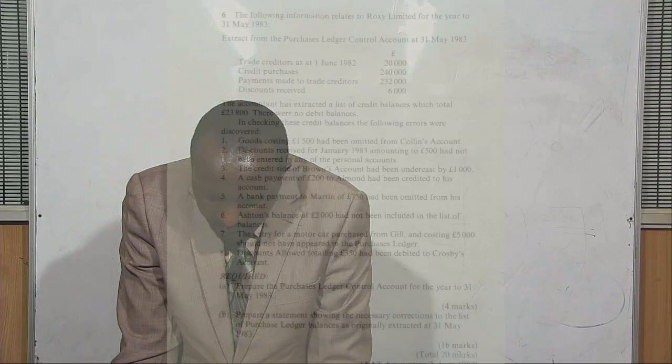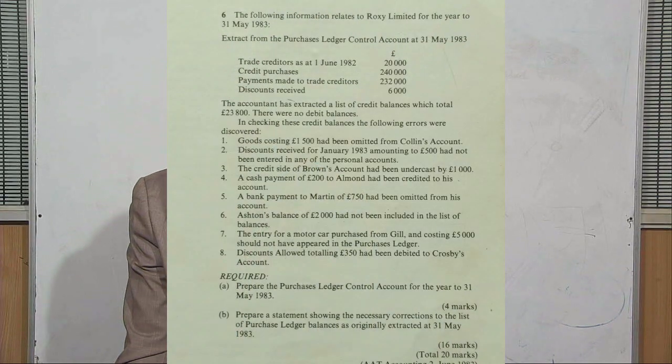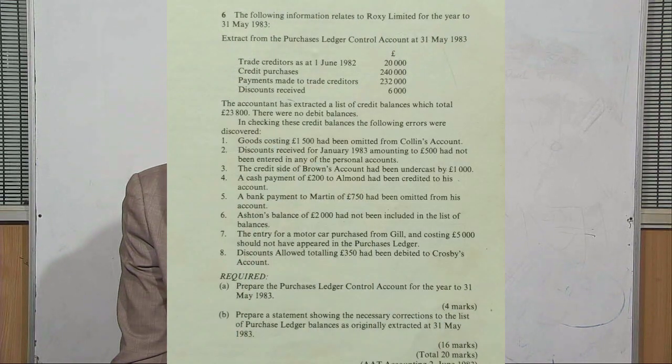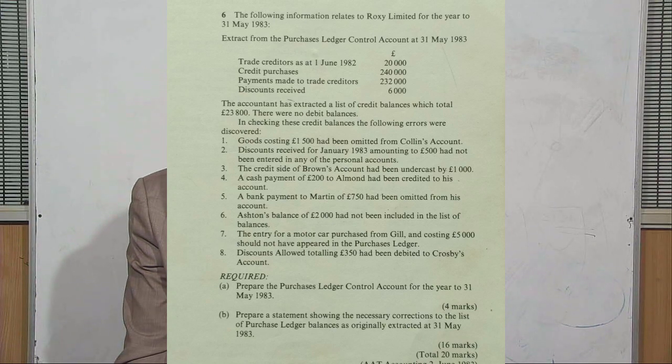Bank payment to Martin, 750, had been omitted from his account. Ashton's balance of 2,000 had not been included in the list of balances. The entry for a motor car purchased: now that one is a capital expenditure. It should not appear in the creditors' account. It should not appear in the debtors' account. It should appear in the general ledger.